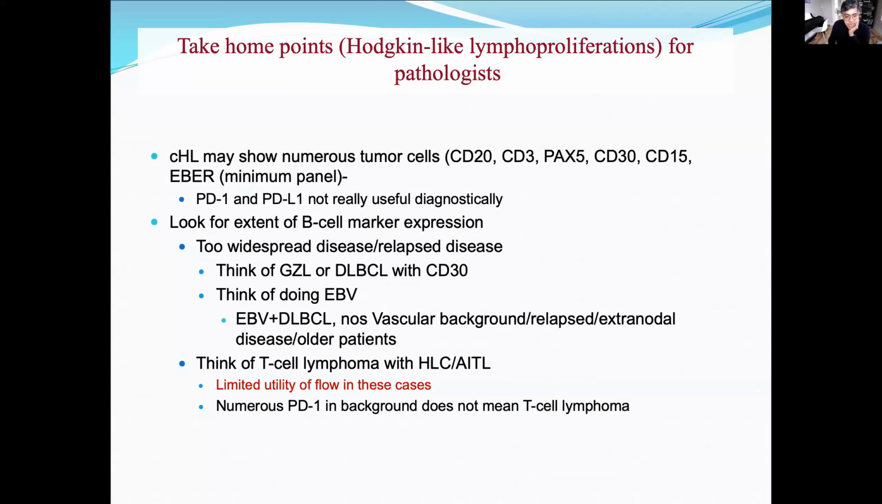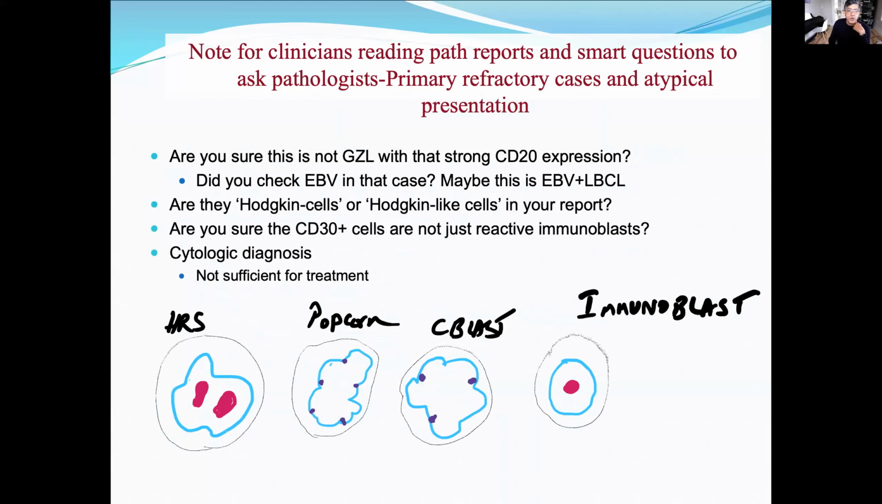And numerous PD-1s in the background does not automatically mean T-cell lymphoma. This is a misconception that many pathologists have. And you might find T-cell clones, and that doesn't mean anything at all. Most CD4 T-cells that you see in Hodgkin backgrounds tend to have PD-1, or even not a lymphocyte Hodgkin for that matter. And so now this is a small note for clinicians who read the path reports.